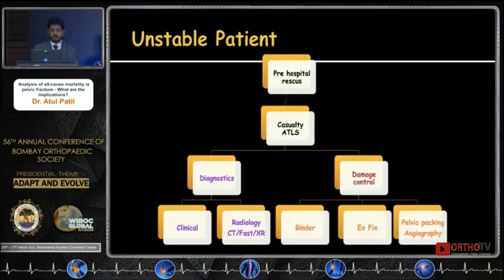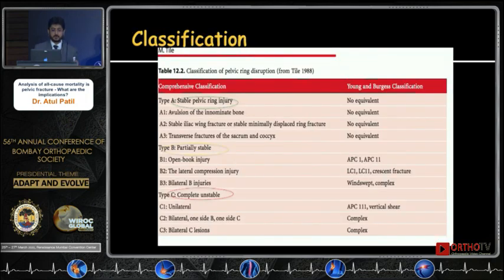So some protocols: pre-hospital resuscitation, casualty ATLS, diagnostics followed by damage control, which is binder, X-fix and pelvic angiography. When to do, we'll see. Again, as in my first slide, depending on the type of injury, stable pelvic injuries, partially stable and completely unstable, you have the emergency situation in casualty to prevent mortality.